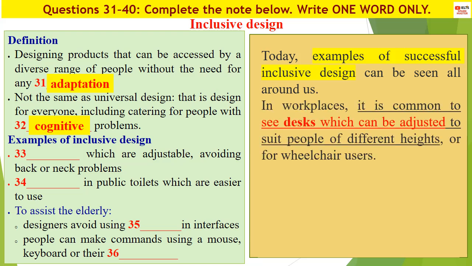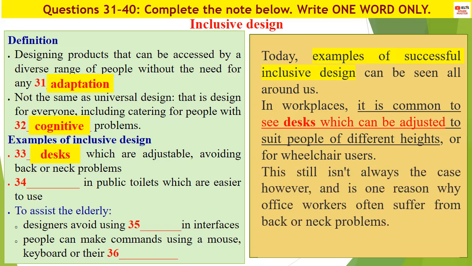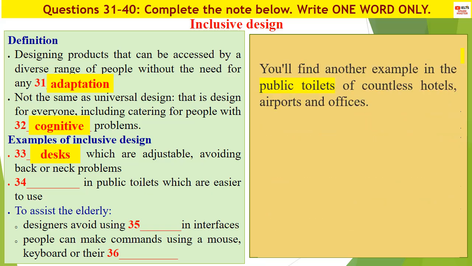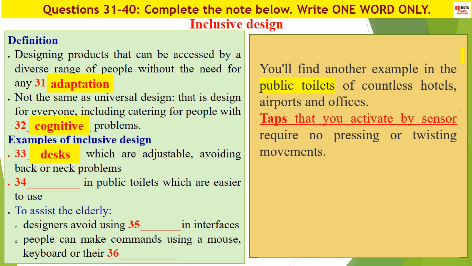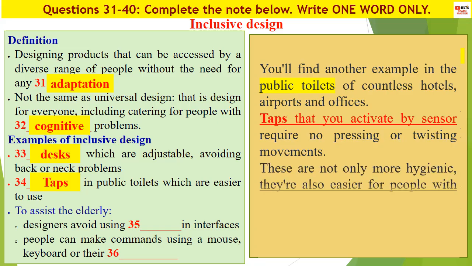In workplaces, it is common to see desks which can be adjusted to suit people of different heights, or for wheelchair users. This still isn't always the case, however, and is one reason why office workers often suffer from back or neck problems. You'll find another example in the public toilets of countless hotels, airports, and offices. Taps that you activate by sensor require no pressing or twisting movements. These are not only more hygienic, they're also easier for people with dexterity or mobility issues.